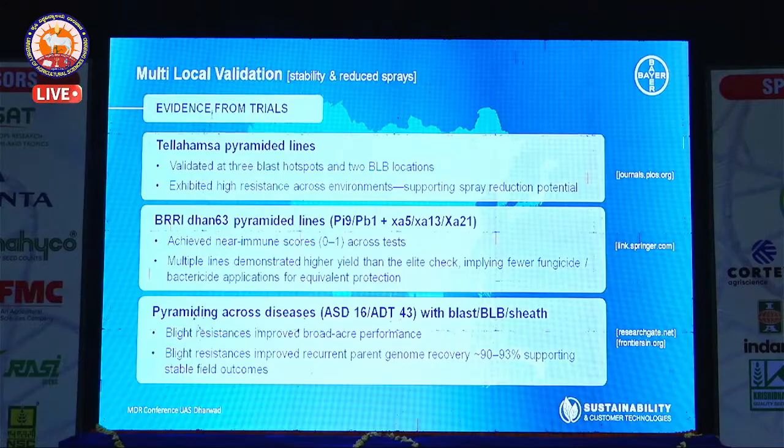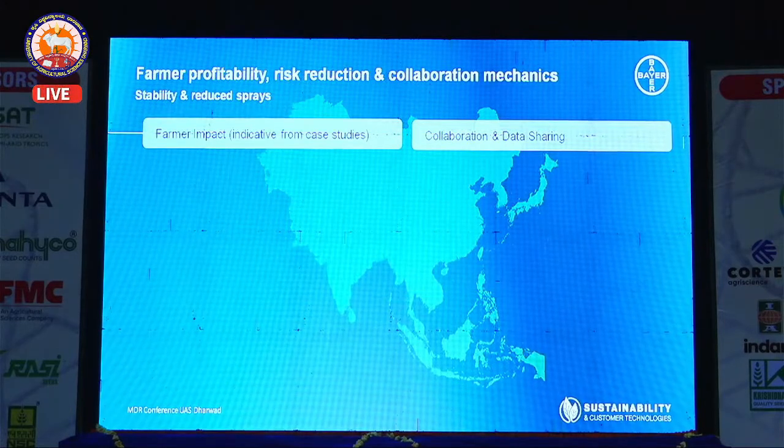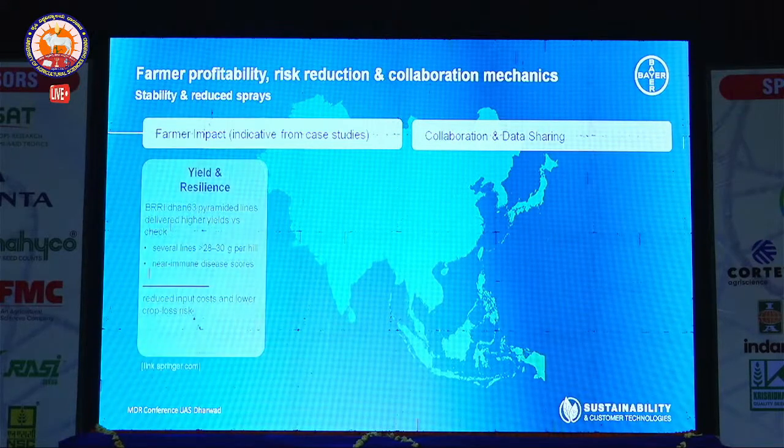Good afternoon, everybody. I am actually placed between two people, a farmer and an impact person, both helping us especially in rice yield and resilience. Here we see marker assisted selection in several rice lines, in BRRI Dhan 63 having more than 28 to 30 gram per hill, and near immune disease scores. Dr. Devraj Acharya helps me in analyzing our samples and sending the results to us. This reduced input cost and lowers crop loss risk.